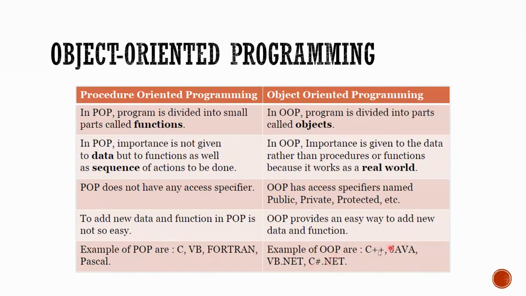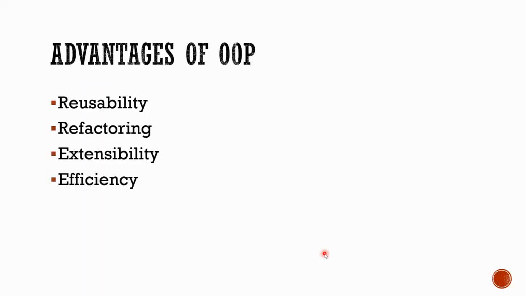There are a bunch of languages that let us do object-oriented programming, starting from C++, Java, C Sharp, etc. Advantages of OOP are reusability, refactoring, extensibility, and efficiency. Let's stop at each of these points.